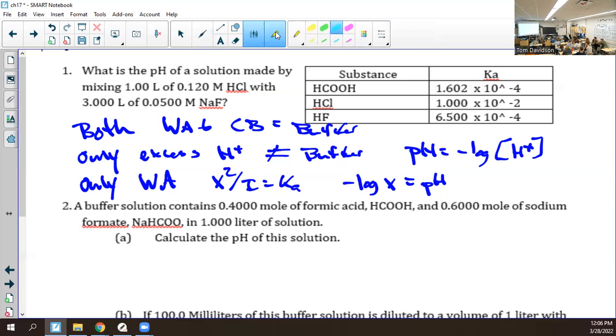Because kids, and I don't know, you guys seem to be getting this better than a lot of years. They see this and they instantly are like, oh, I got it. This is easy. Ka equals x squared over initial. Okay, so be really careful. We'll never use that one. I'm giving you too much. All right, here we go.